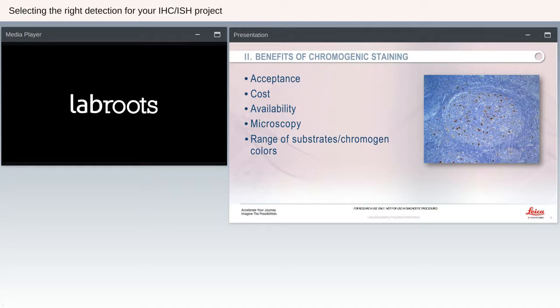There are also a couple of other enzyme options for detection. The one we see most often is the AP, the alkaline phosphatase enzyme. The AP detection also offers a range of different color substrates, reds, blues, greens, etc.